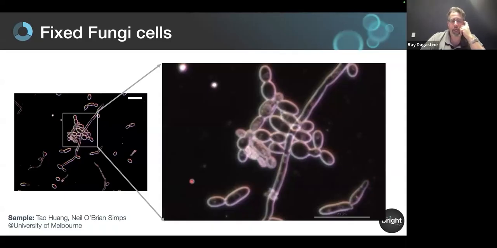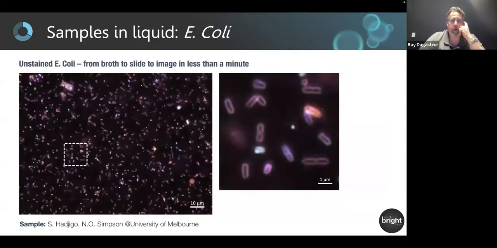Then we, of course, started looking at bacteria. So this is E. coli soup, and what I'd say is this was obviously too high of a concentration, but this was broth to slide in less than a minute. We put it on a slide, put a cover slip on it, and just took a picture. The colors here are a little bit from their orientation with respect to each other and their light sources, which is why they look like they have different colors. And you can start to see E. coli, you could get different shaped bacteria.